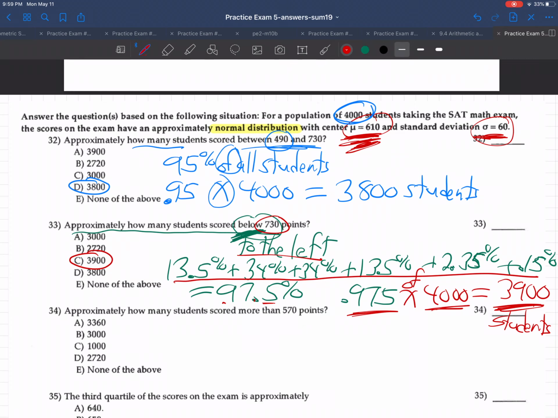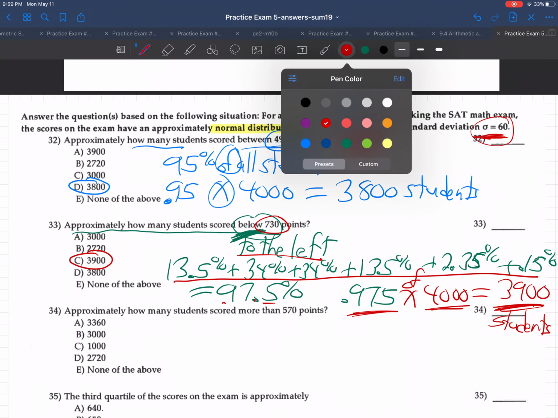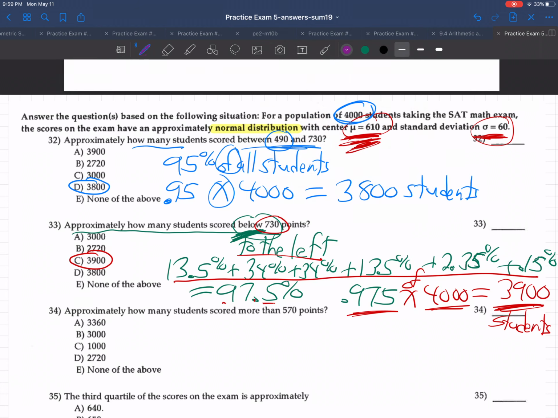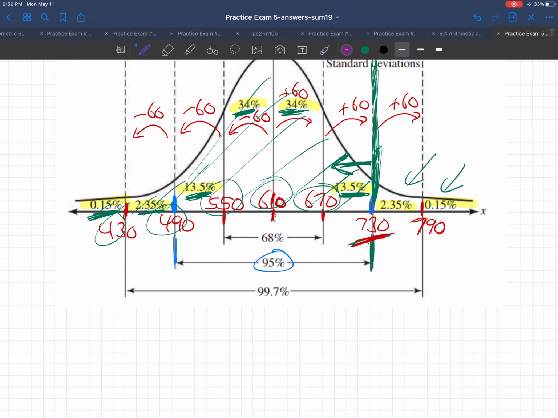Now, let's go on to the third part, or to question 34. So now it says, so this one will be a little more tricky. Track with this one. This is important. Approximately how many students scored more than 570? More than 570. Let's go find 570.